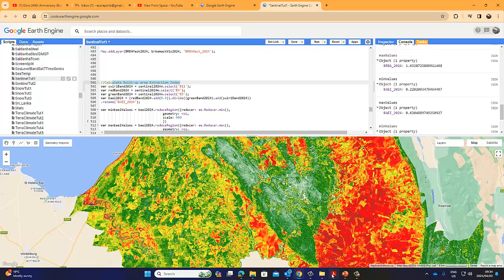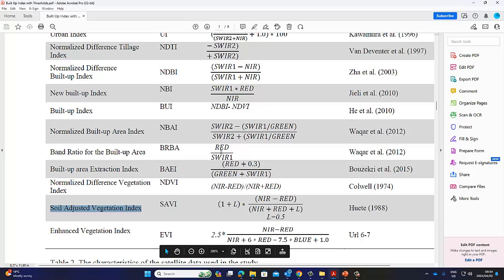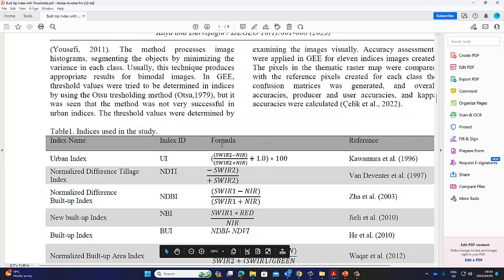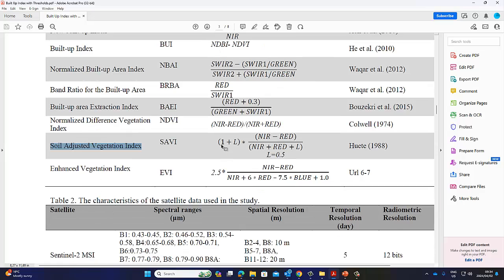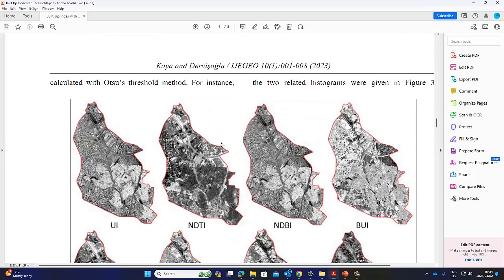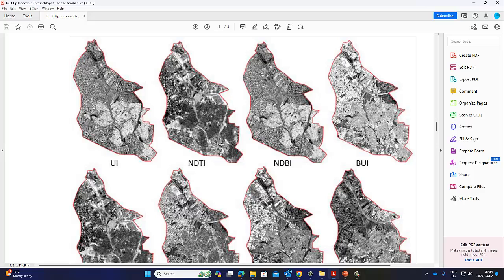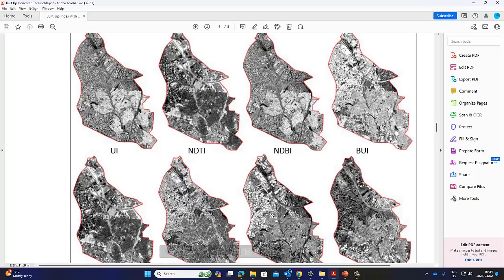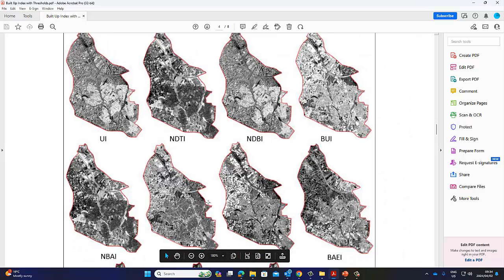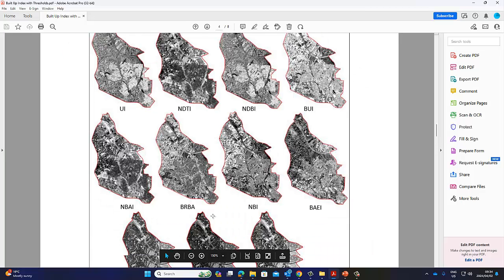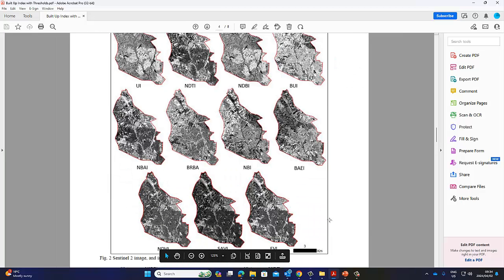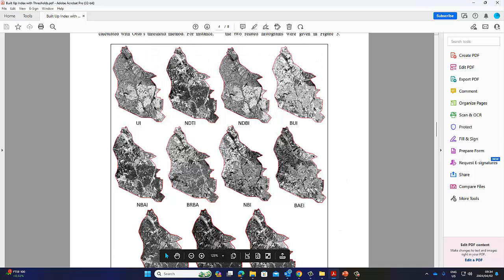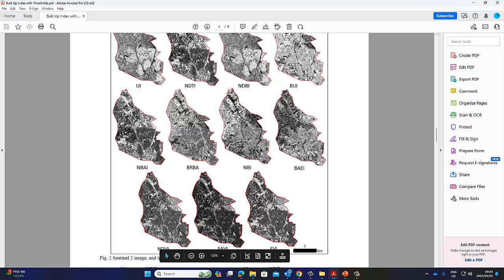So let's quickly go to the article again and see what the authors conclude in terms of their results. Let me just make it a little bit smaller so that all of them are included here. I hope it's still okay.